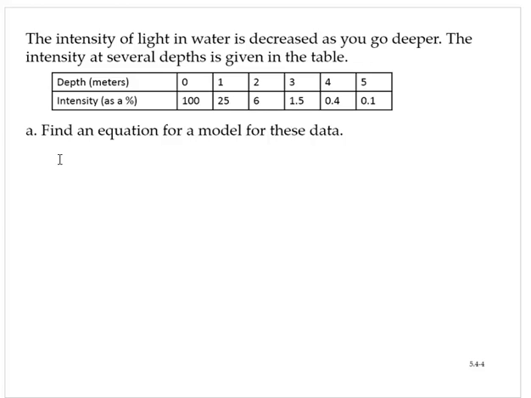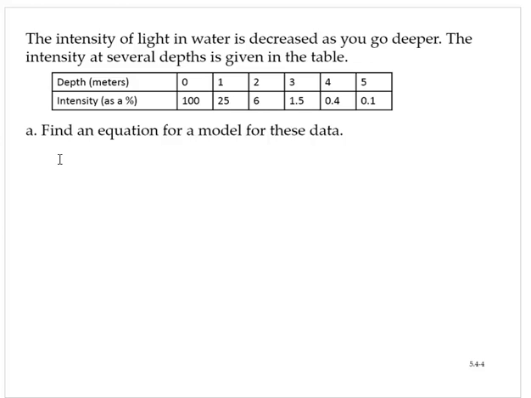The intensity of light in water is decreased as you go deeper. The intensity at several depths is given in the table. We're given the depth in meters and the intensity as a percentage. So at the water level, we get 100% of the light intensity, whereas if we go a meter deep, we only get about 25% of the intensity. Find an equation for a model of these data.